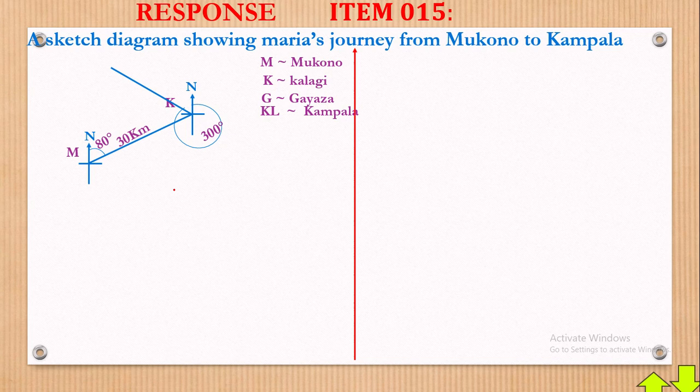Okay, now we have that at 300. Then this is 400 kilometers. The next day we have what we call Gayaza. That's Gayaza. Don't forget any up there. So that is our Gayaza.